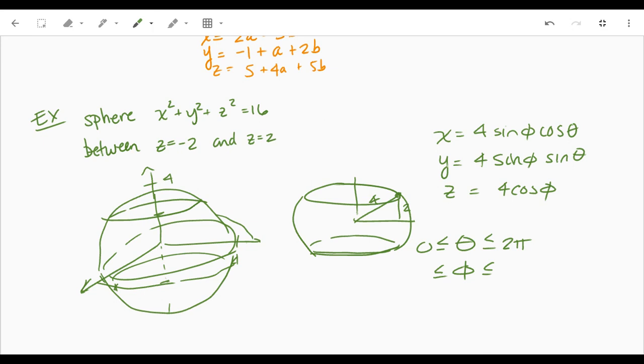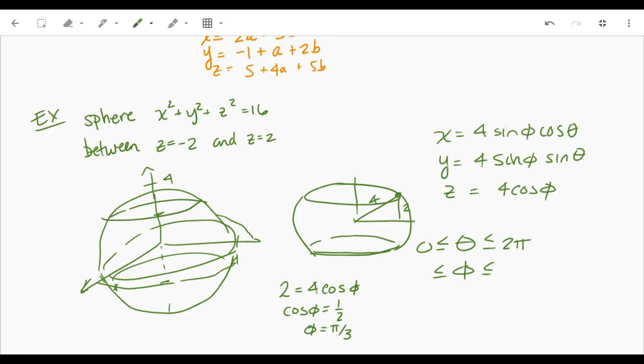There are different ways we could do it. We could do it with trig. We could do it with just the fact that when z is 2, 2 equals 4 cosine phi. Okay, so cosine phi is 1/2, so phi would be pi over 3.